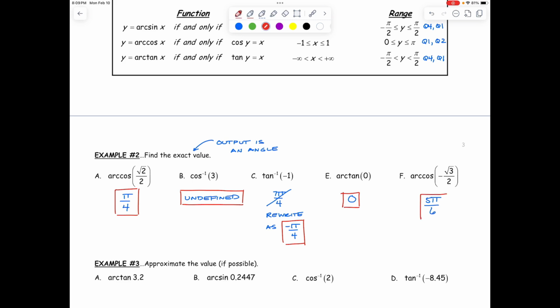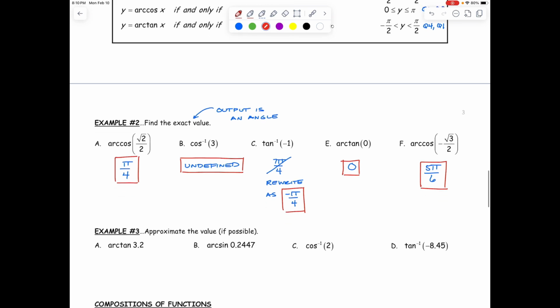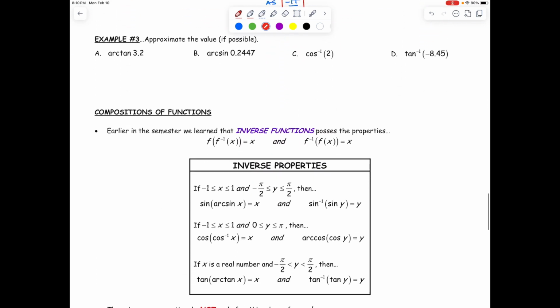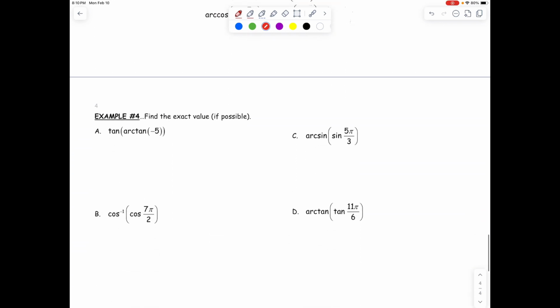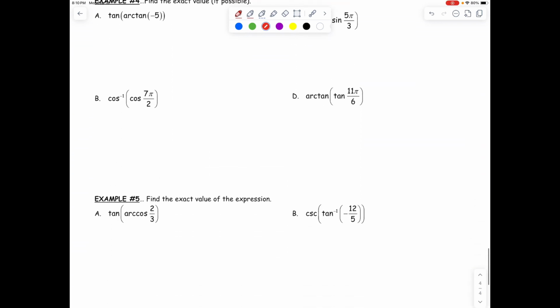So we're going to stop there, and what you should do is get into MyLab and start working through the basics on these inverse functions. And then on day 2, we'll continue with some calculator work and using these in some more sophisticated combinations and applications.